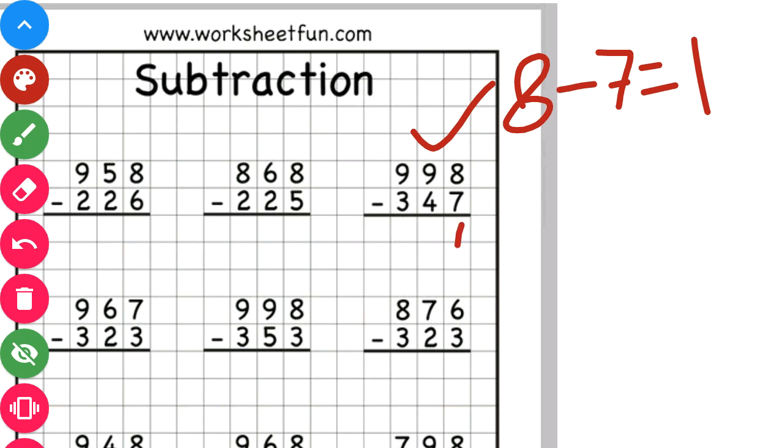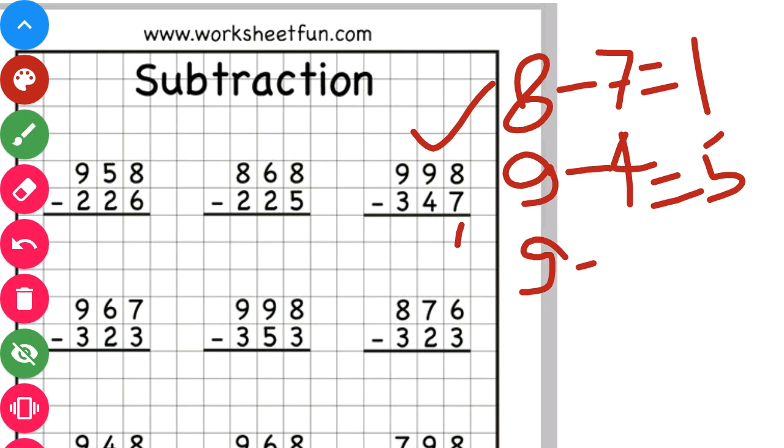At tens place we are having 9 minus 4. Subtracting 4 from 9, what we will get? We will get 5.